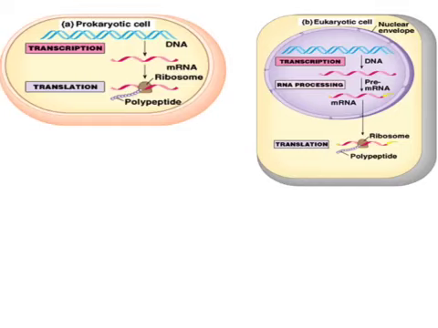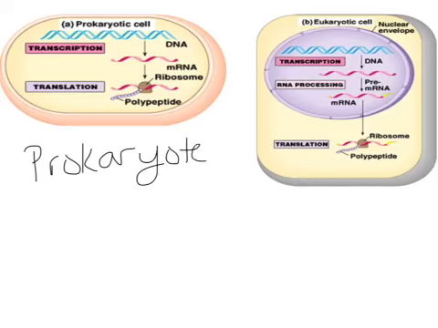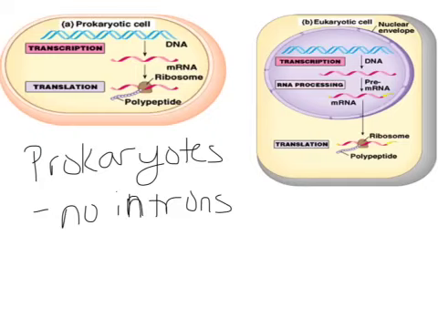There are going to be some differences between protein synthesis in a eukaryotic cell versus a prokaryotic cell. So in a prokaryotic cell, there are no introns. All of the DNA in a prokaryotic cell is coding DNA.